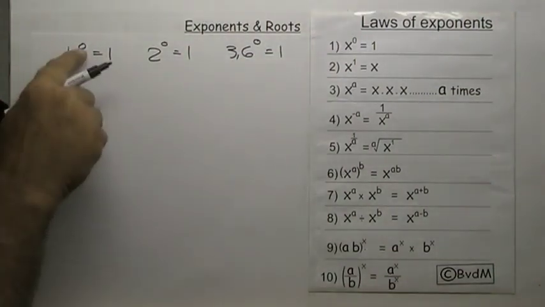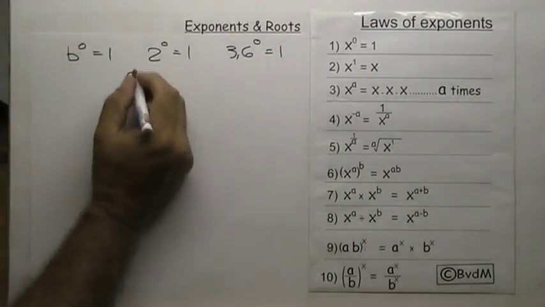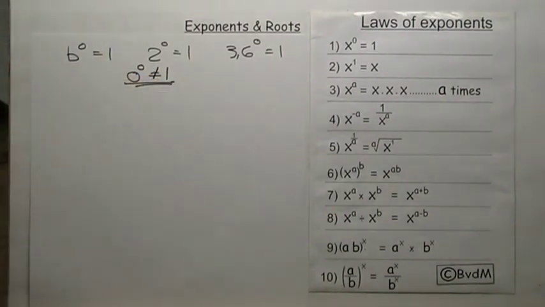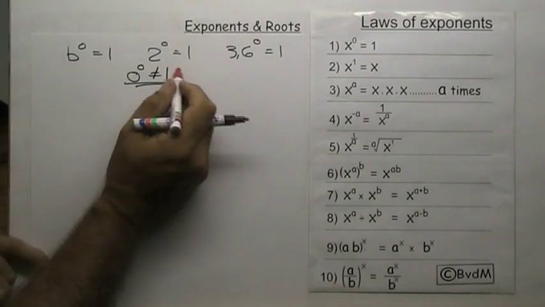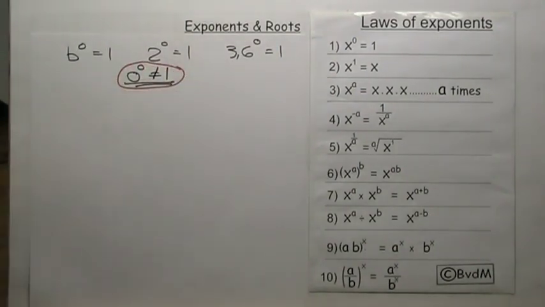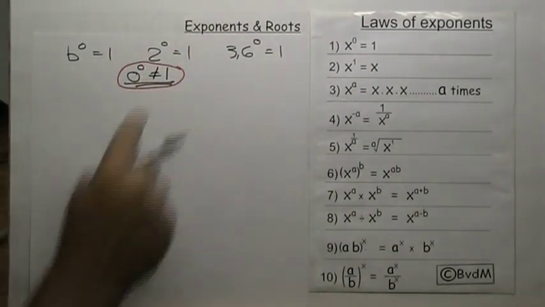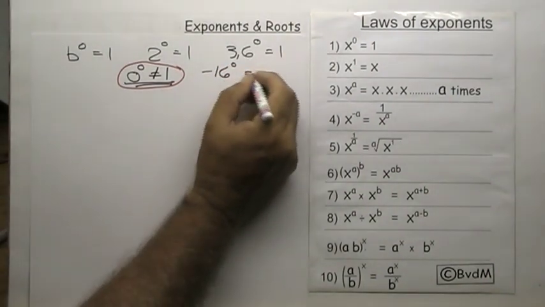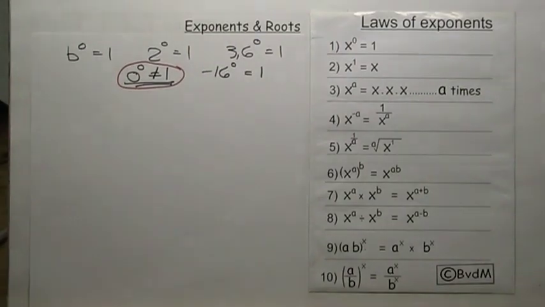Anything to the power naught is 1, except naught to the power naught is not 1. Please, this is important. Remember this one. Anything else to the power naught is 1. Minus 16 to the power naught is 1.